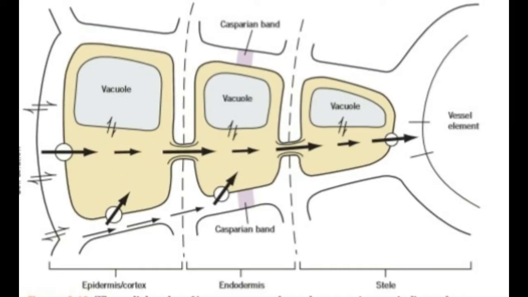This diagram shows the radial paths of ion movement through a root. Arrows indicate the alternative paths that may be taken by nutrient ions as they move from the soil solution into the vascular elements in the stele. Arrows with circles indicate active transport of ions across plasma membranes.